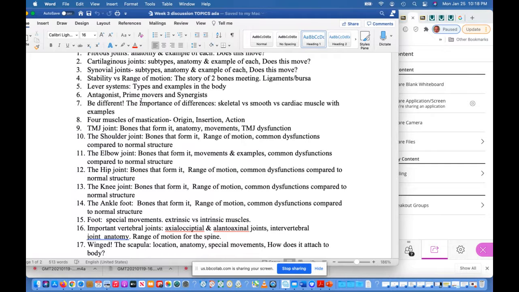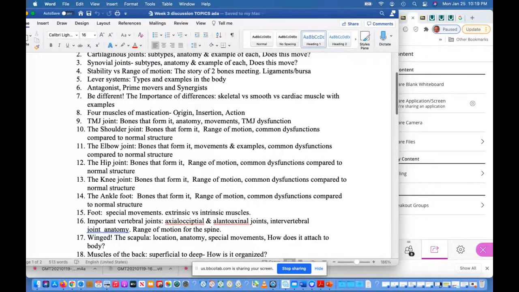Agonists, antagonists, and synergists. Muscles can be synergistic to one another, meaning they work in harmony, like the biceps and the brachioradialis work in synergy. But if we talk about the biceps and triceps, they're antagonistic to one another. An agonist is your primary mover, so you will be discussing all of those. The big difference between skeletal muscle, smooth muscle, and cardiac muscle, knowing what those differences are is key.